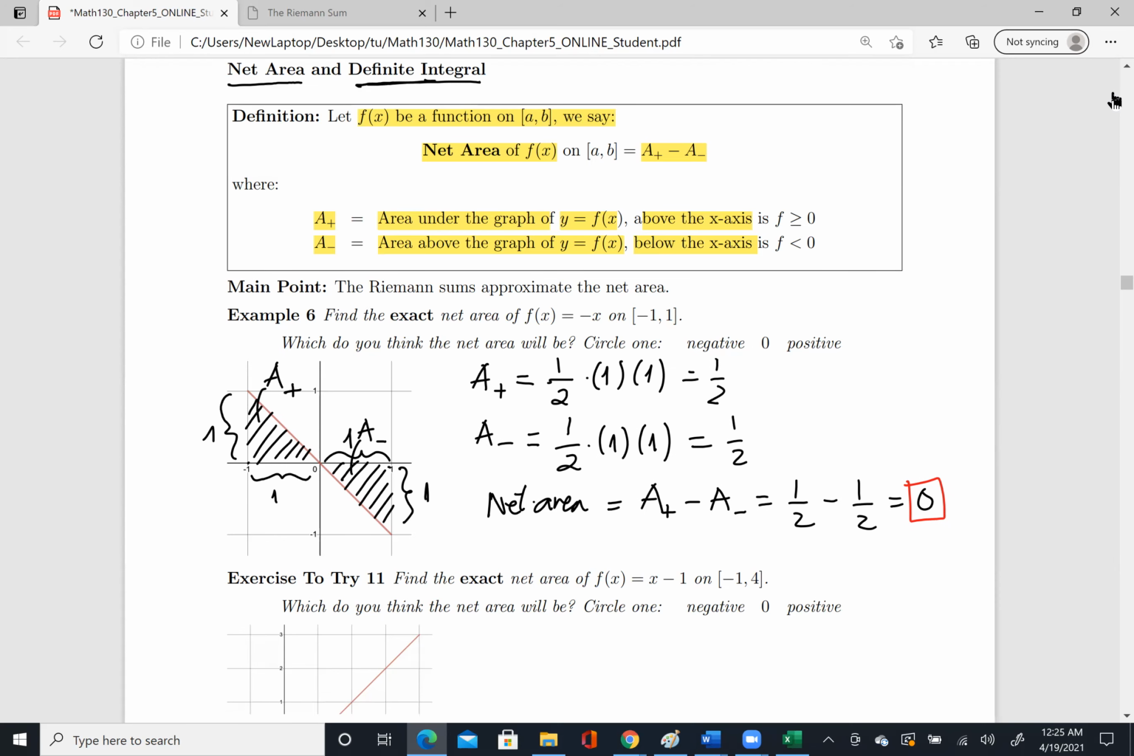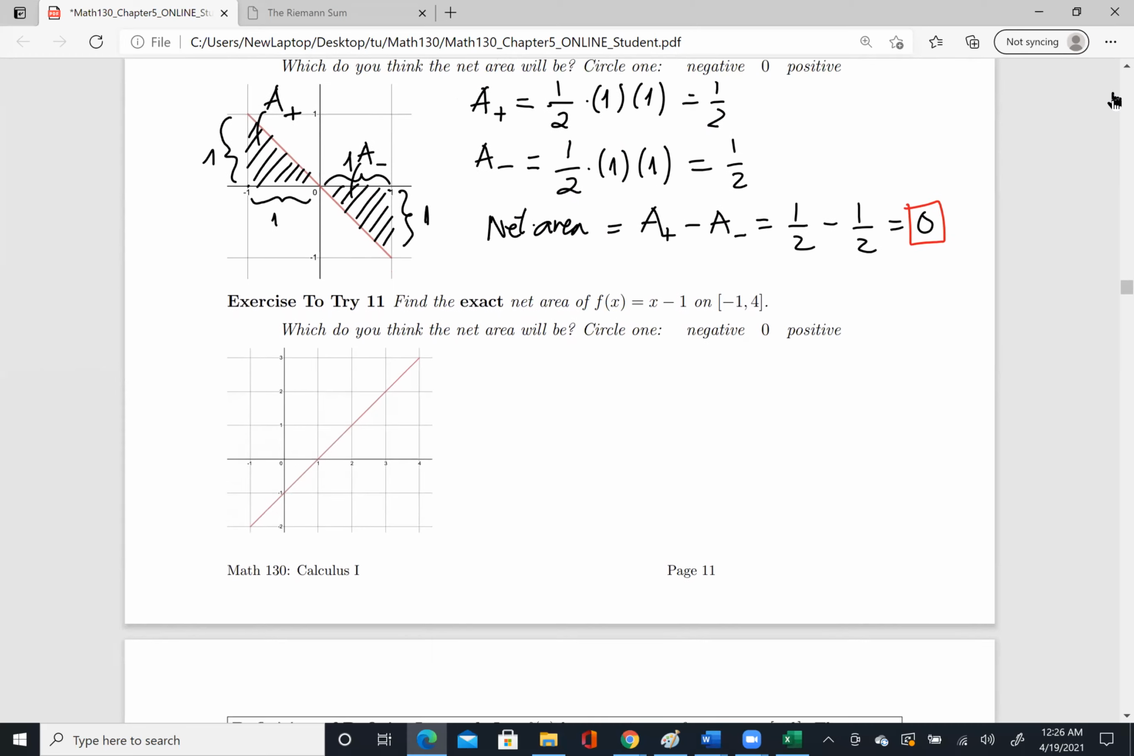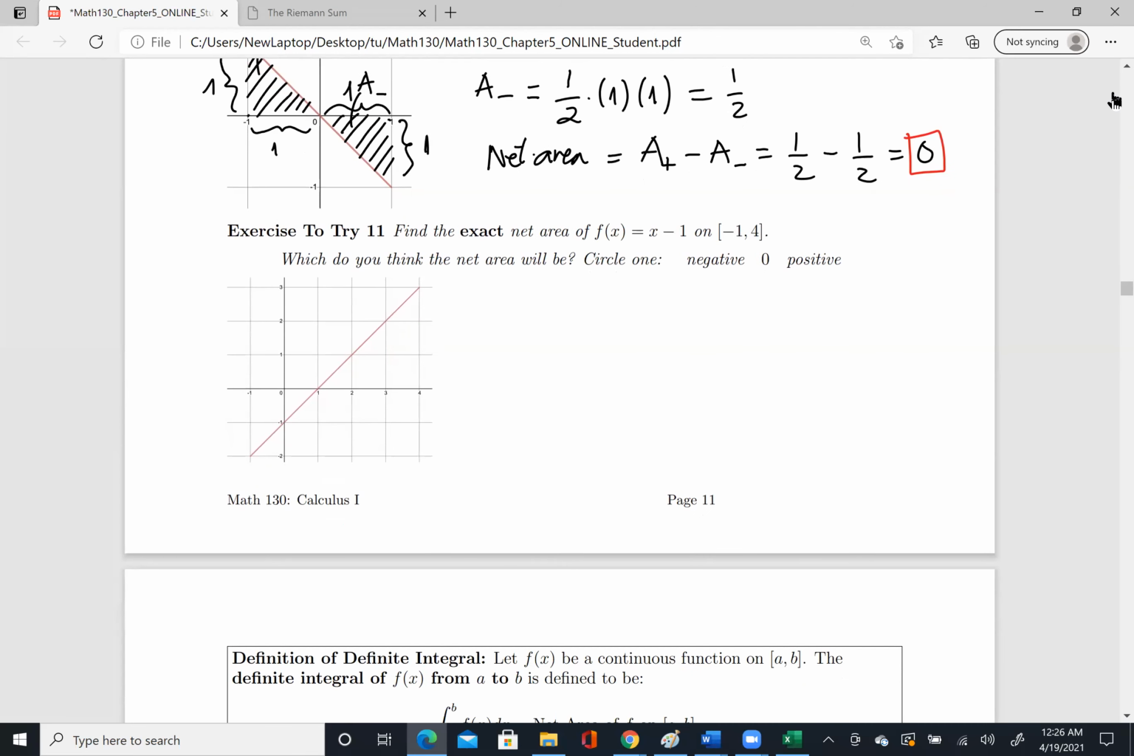I'm going to let you guys try exercise 11. Find the exact net area of f(x) equals x minus 1 on negative 1 to 4.